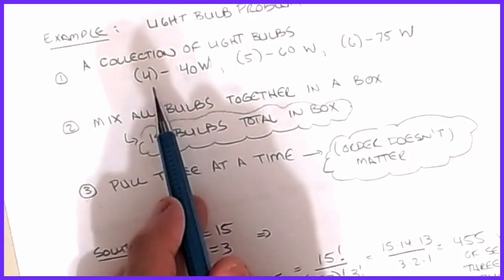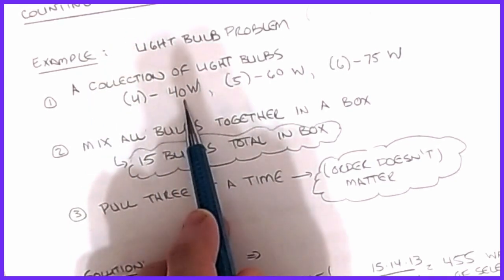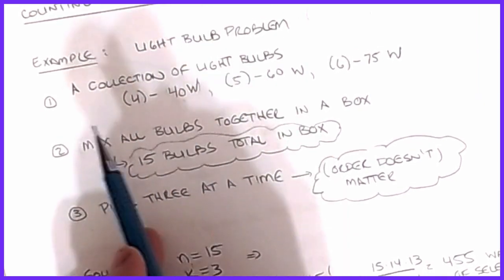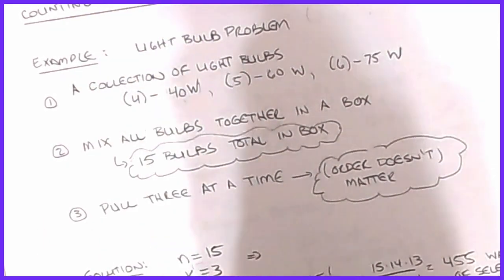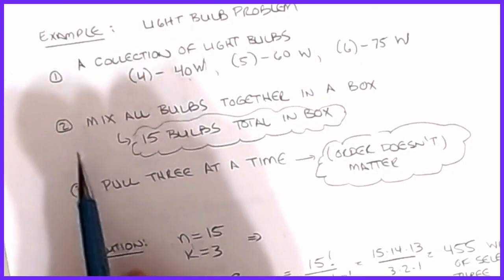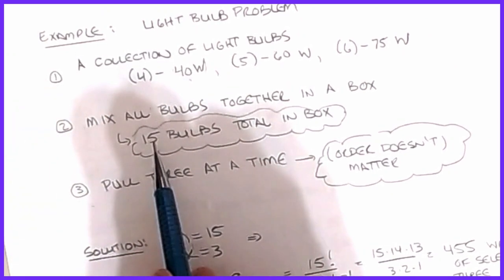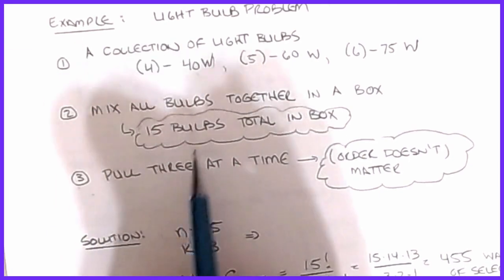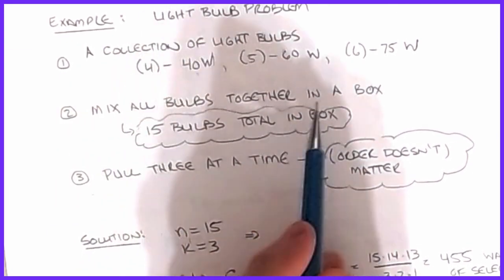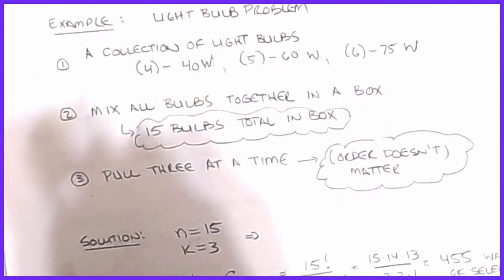The idea is that each of these 40-watt bulbs is an independent bulb. It's not the same bulb 4 times. Each bulb is unique, even though it has the same rating. So we're going to take all these bulbs and mix them together in a box, gently, of course, so we don't break them. Now we have a box with 15 bulbs of different wattages.